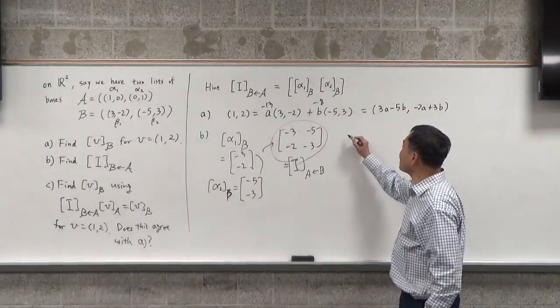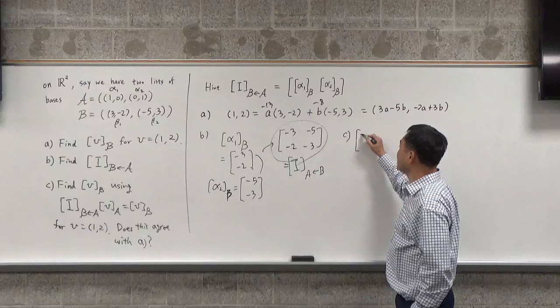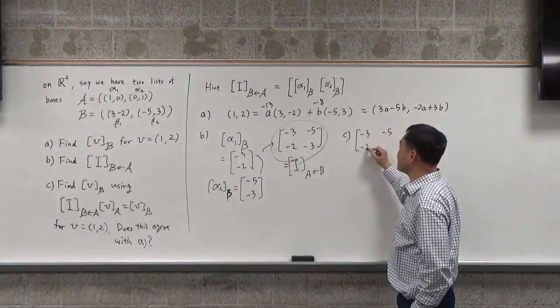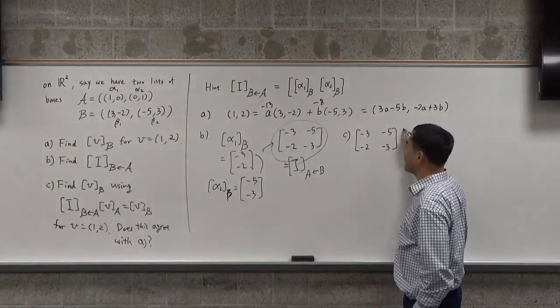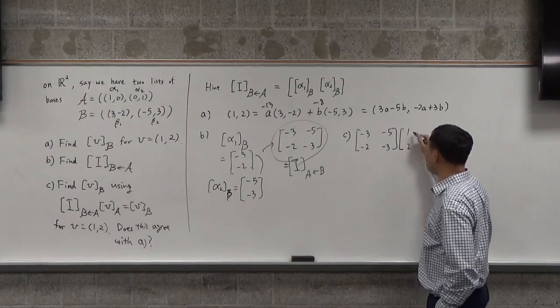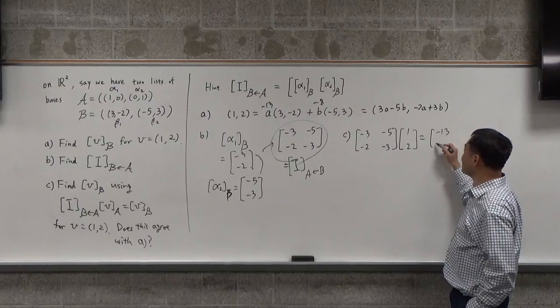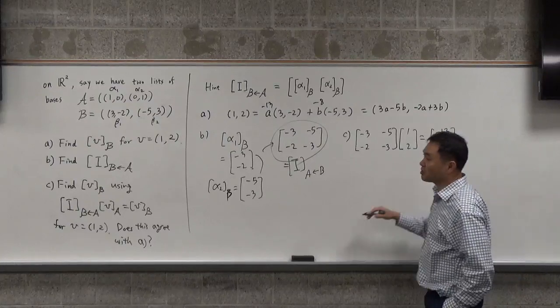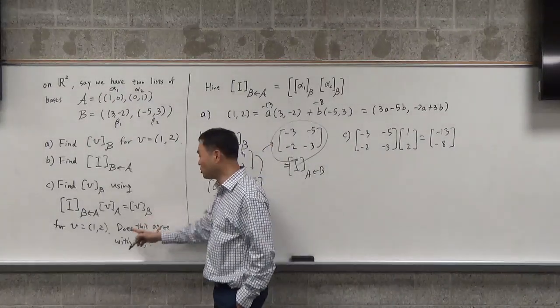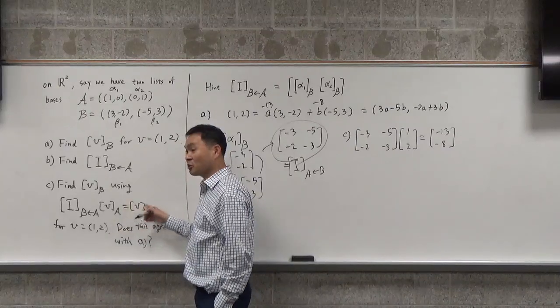Okay, all right, so in part C, what do we have? Negative 3, negative 5, negative 2, negative 3. And you multiply 1, 2. And if you do that, you get exactly negative 13 and negative 8. So this formula, when used for 1, 2, agrees with the answer.